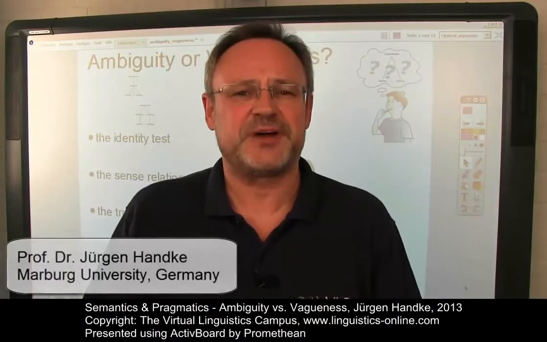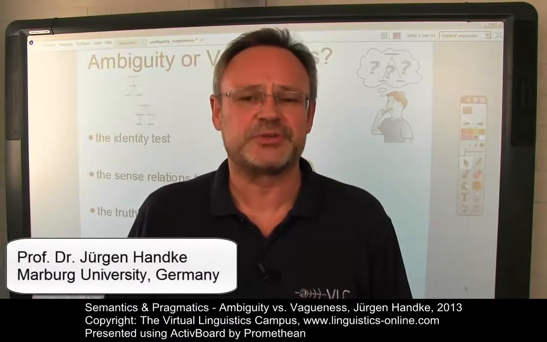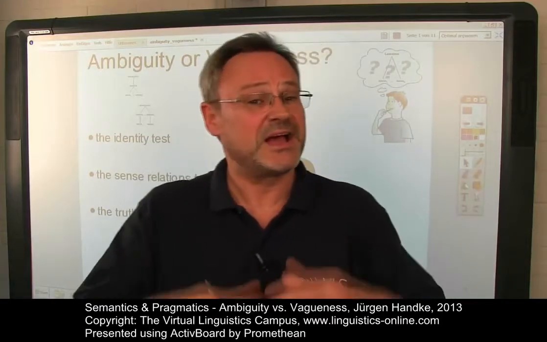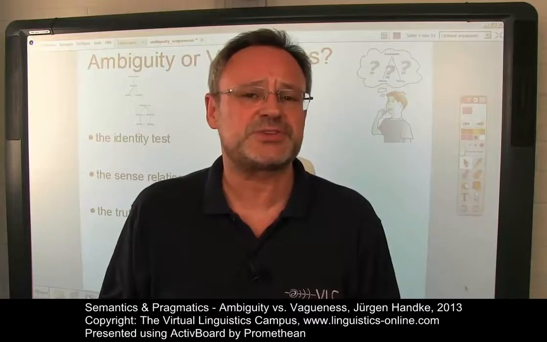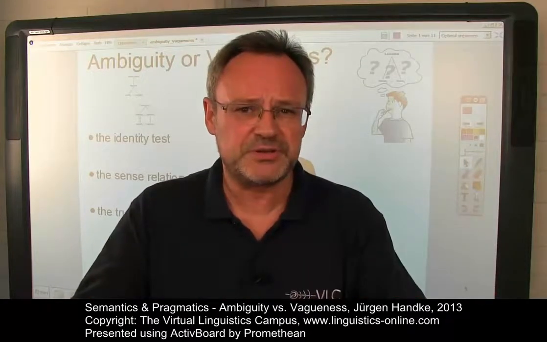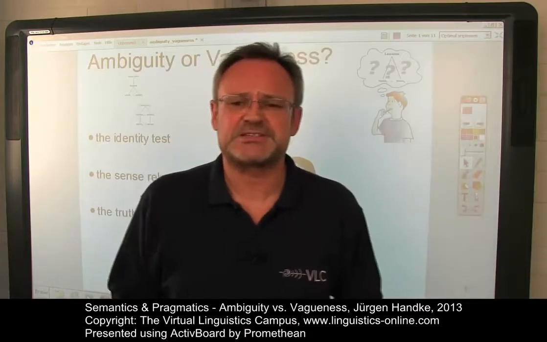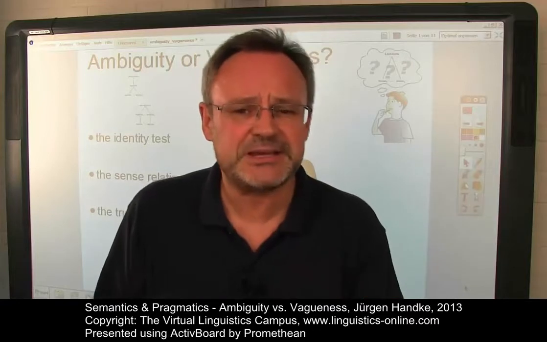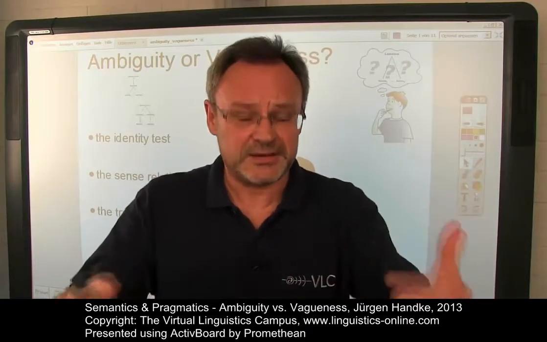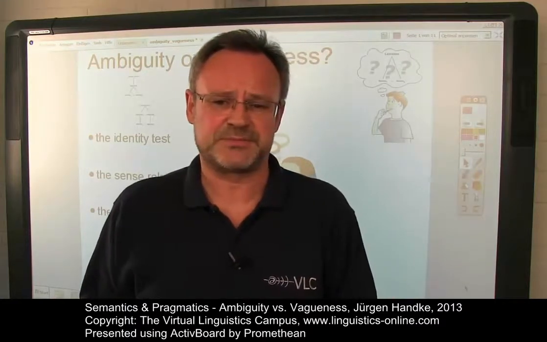Hello, this is the final e-lecture of our Ambiguity and Vagueness trilogy. The central question we are going to discuss here is how to decide whether a certain case of multiplicity of readings is an instance of ambiguity or one of vagueness. To do this, several tests have been developed to distinguish the clear cases of ambiguity from the clear cases of vagueness and to provide a basis for deciding on the problematic examples.